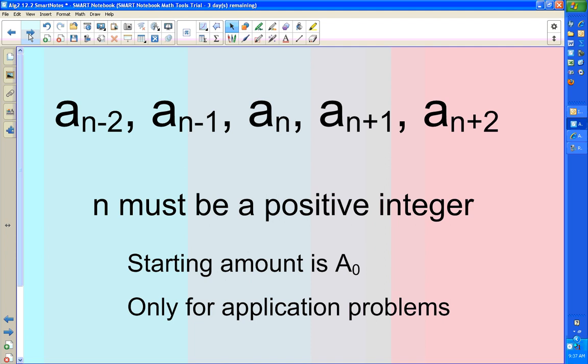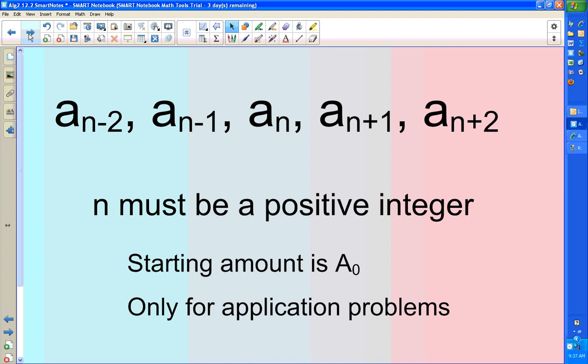Today we're going to be very, very specific on what kind of sequence we're looking at, and very specific on the formulas that you can use with that sequence. So this is any sequence in general: a sub n minus 2, a sub n minus 1, a sub n, a sub n plus 1, a sub n plus 2, and it continues on. This is a general way to identify any terms in the sequence. n has to be a positive integer.